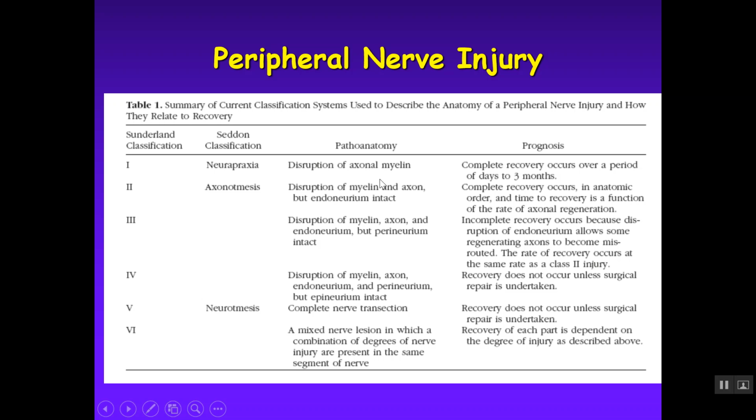You get complete recovery. It can occur over a period of days to months, depending on how severely you damage that myelin and how big a section of nerve that myelin is affected in, okay? You're not having to grow anything back. I mean, you're not having to grow the nerve, you're just having to grow the myelin back, replace the myelin cells, the Schwann cells. And in the periphery, you have nice nerve growth factors that allow that to occur.